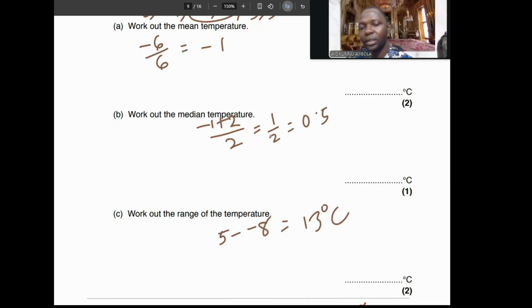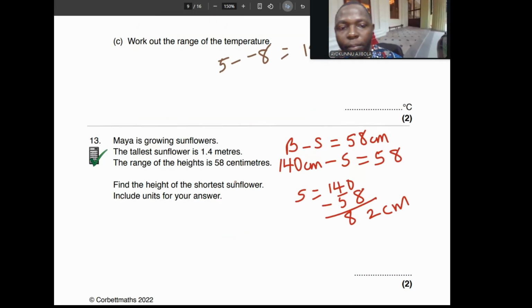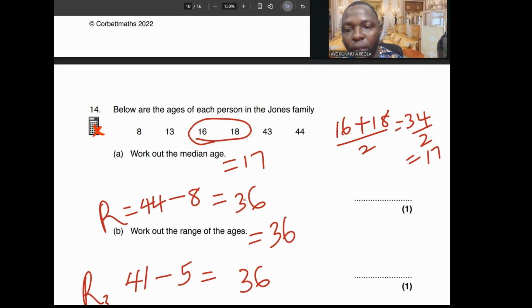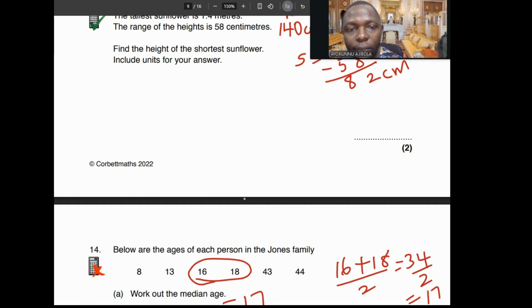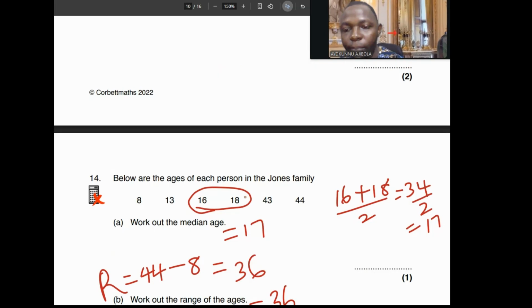13 degrees. 13, yeah, that's correct. Okay, number 13, what do you get? I got 82 centimeters. 82 centimeters, that's fine. They also set to accept 0.82 meters. Yeah, if it's in meters, that's correct.